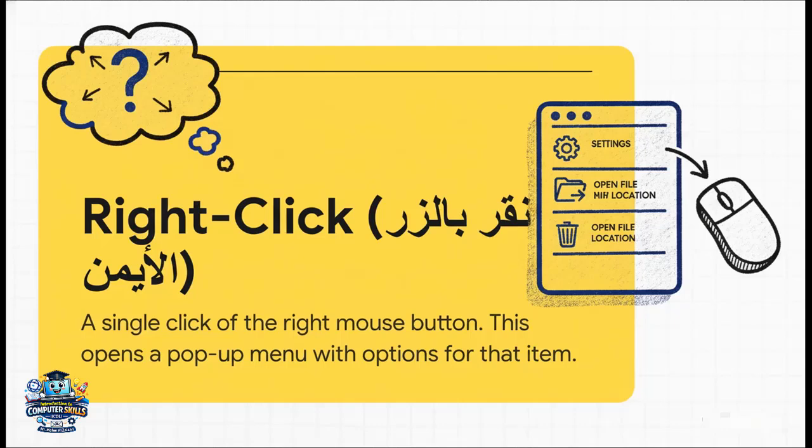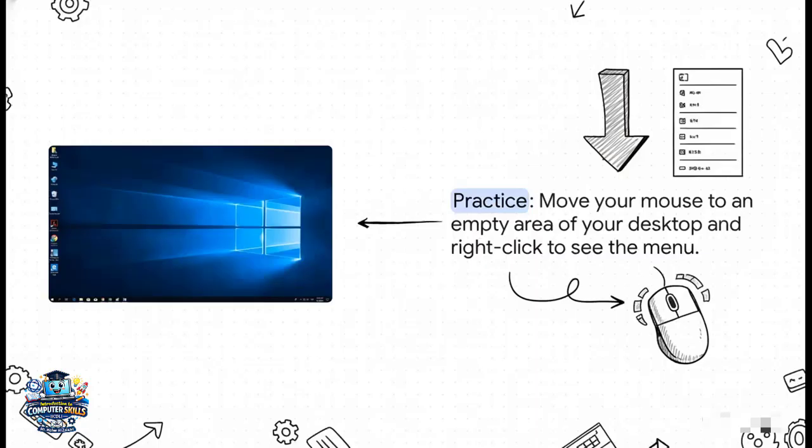So, what about that other button? That's the right click. Clicking the right mouse button just once is like tapping something on the shoulder and asking, hey, what can I do with you? It pops open a special menu full of options just for whatever you clicked on. Let's give that a try.